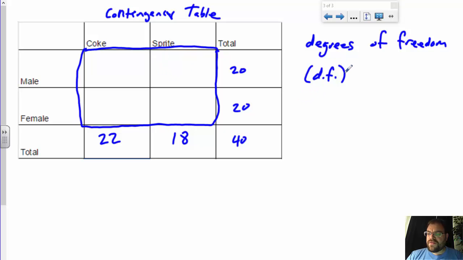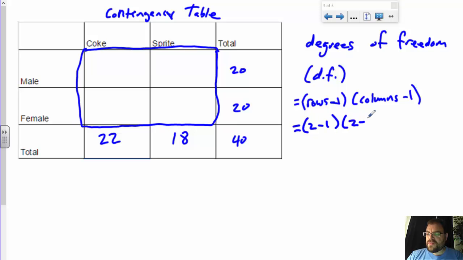So we can do degrees of freedom now. This calculation is the number of rows in the contingency table minus 1 times the number of columns in the contingency table minus 1. It's a fairly simple calculation. This is a 2 by 2 table, so I have 2 rows minus 1 and 2 columns minus 1. That gives me 1 times 1, which is 1. That's the degrees of freedom. So in my table I have 1 degree of freedom.